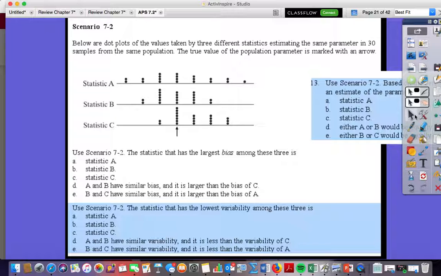I feel like B, the variability is noticeably lower. I would say, okay, so just in checking this, right? I would say that, and I think the key word, and this is a tough one, is similar bias, you know what I'm saying? If it said this was highest, yeah, I could see that.